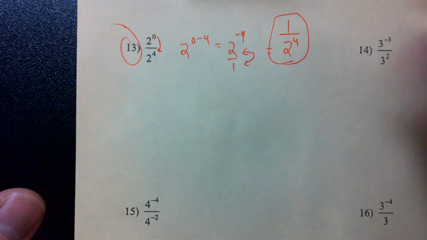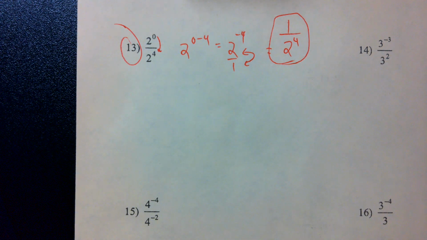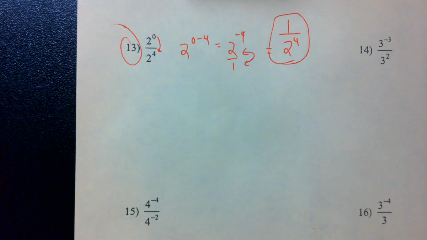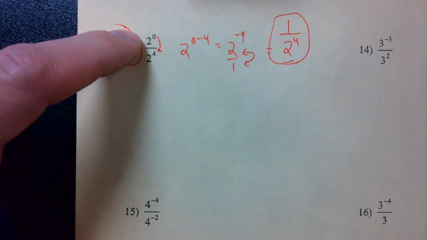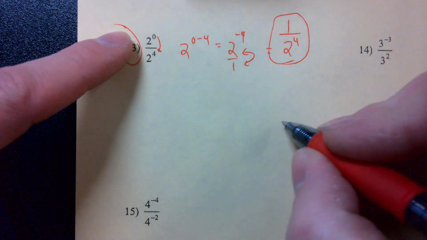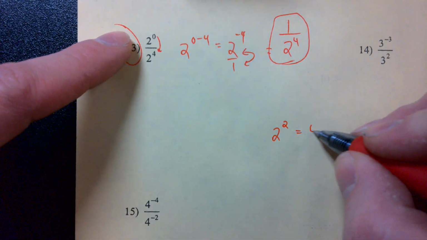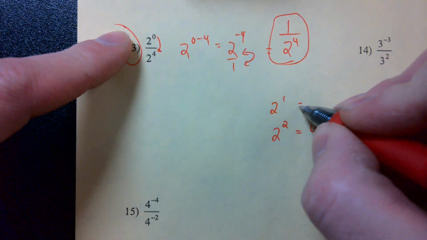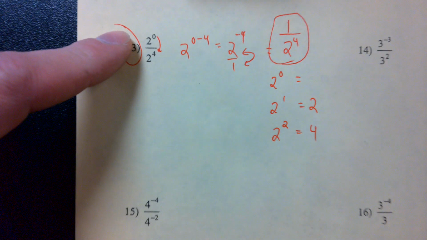Give me a thumbs up if that's what you got for number 13. 1 over 2 to the 4th. All right. Now, is there an easier way we could have done this? There's a way easier way we could have done this, right? 2 to the 0th power. Do you guys remember what that is equal to? Well, let me show you like this. What is 2 squared equal to? 4. What is 2 to the first power equal to? 2. So what is 2 to the 0th power equal to?